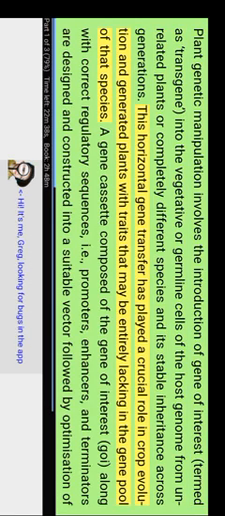Plant genetic manipulation involves the introduction of gene of interest, termed as transgene, into the vegetative or germline cells of the host genome from unrelated plants or completely different species and its stable inheritance across generations. This horizontal gene transfer has played a crucial role in crop evolution and generated plants with traits that may be entirely lacking in the gene pool of that species.